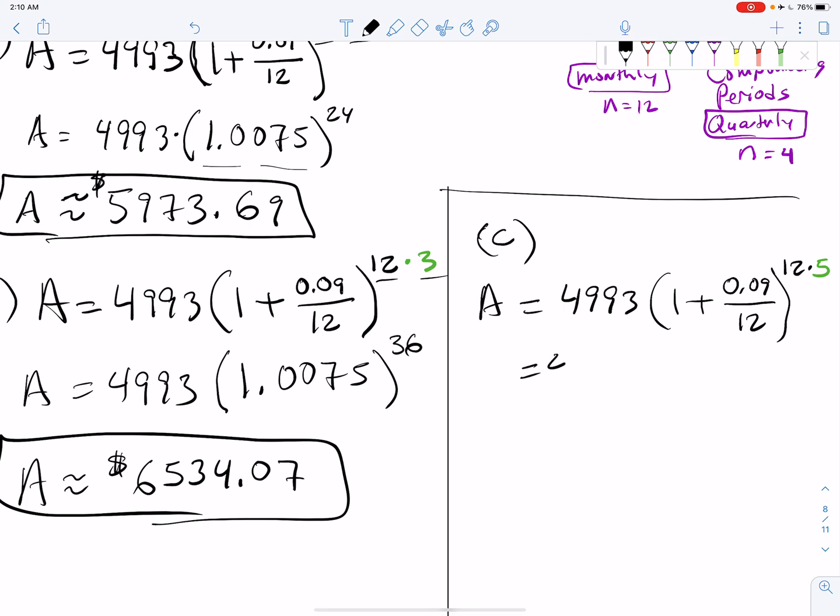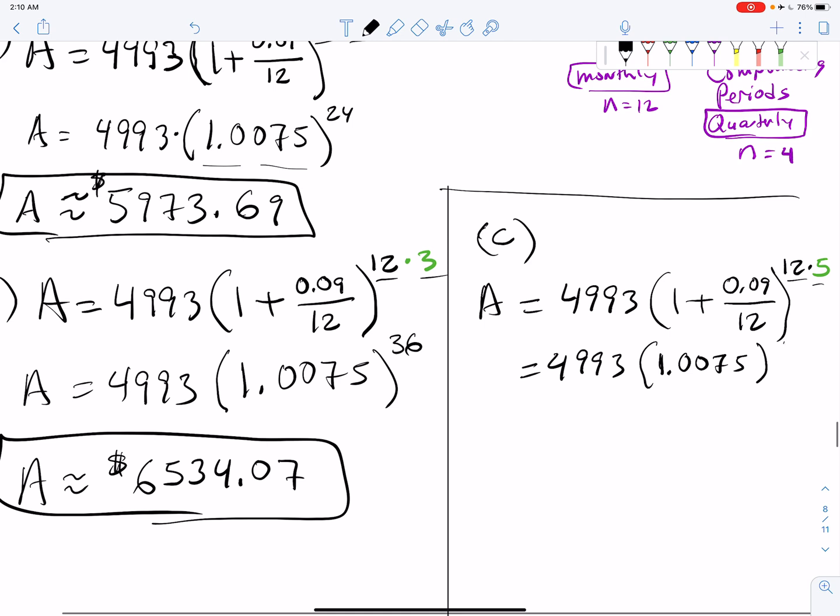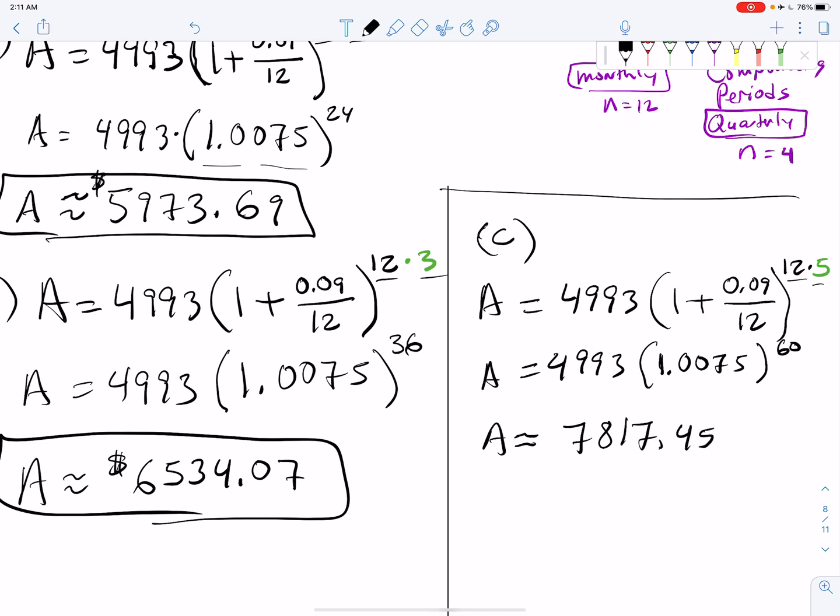So just like before, we divide first, then we add 1, we get 1.0075, and that gets raised to the, what's 12 times 5? 12 times 5 is 60, so 60 to the power, and then multiply it, and we should get approximately $7,817 and approximately 45 cents.